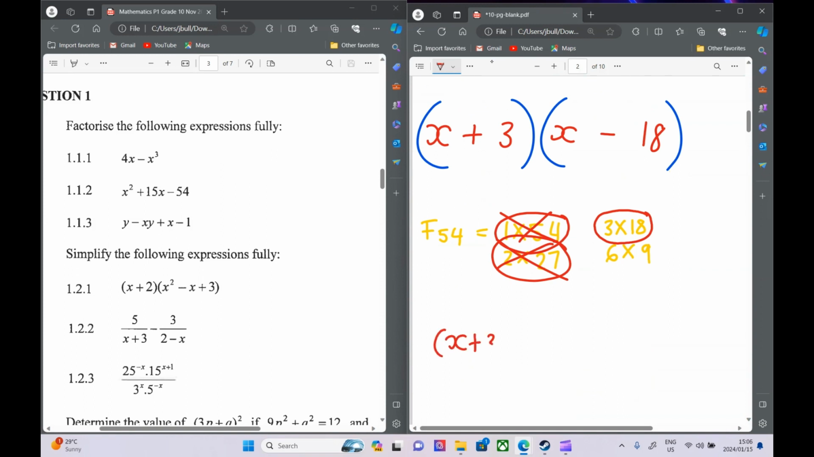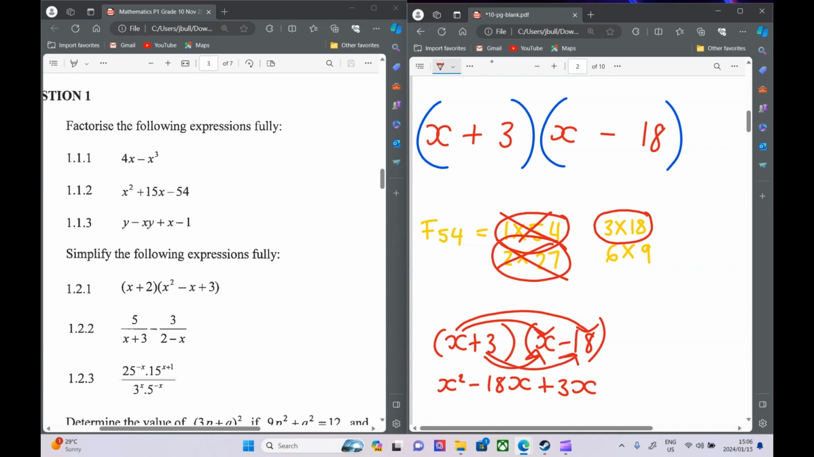So we've got x plus 3, x minus 18. We're going to expand it out and see if we get that original quadratic. Okay, so let's go. How we do this is we always go first term times the first term. So x times x is x squared. First term times the last term. X times 18 is negative 18x. 3 times x is 3x. And 3 times negative 18 is going to be negative 54. Let's just simplify this. So it's going to be x squared, minus 18x plus 3x is going to be minus 15x minus 54.